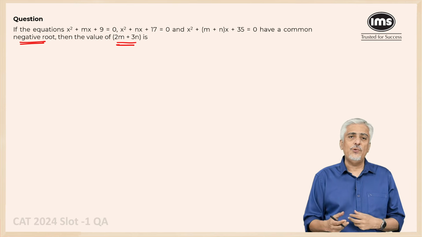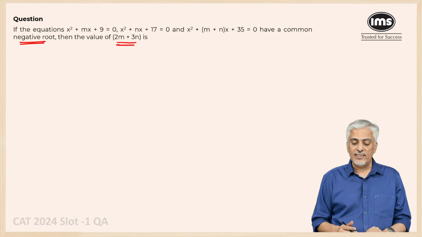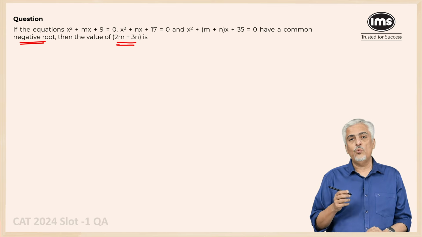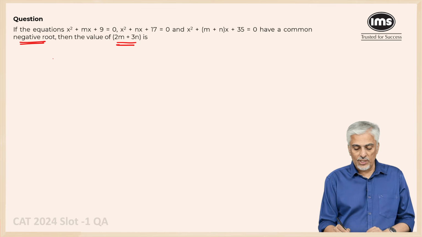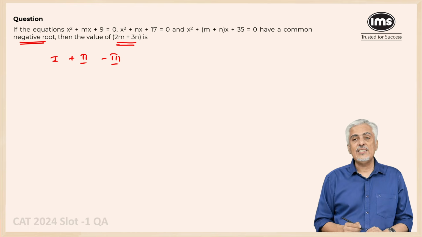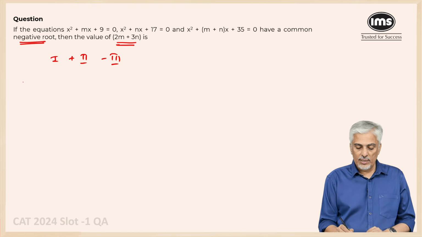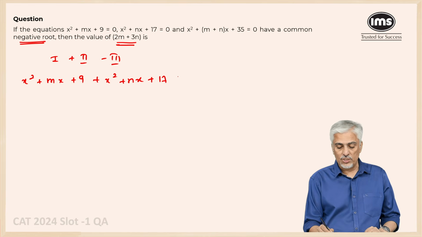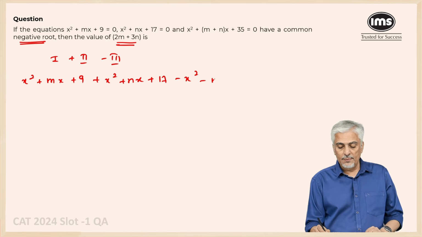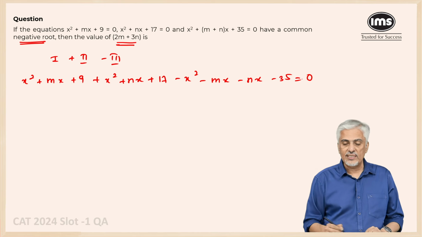After thinking for a couple of minutes for this question, I realized if I took equation 1, 2, added them and subtracted 3 from that. So that is equation 1 plus equation 2 minus equation 3. Let's see what would I get. So x square plus mx plus 9, plus x square plus nx plus 17, minus the third equation. So minus x square minus mx minus nx minus 35 would be 0.